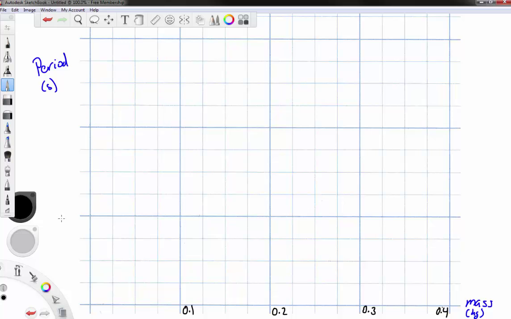And maybe we end up getting our period labeled like this. Since our axis is labeled in seconds and in kilograms, we don't have to put the unit a second time. Now let's say, for the sake of argument, that you have a mass and you have a period. And again, this is in kilograms and in seconds.